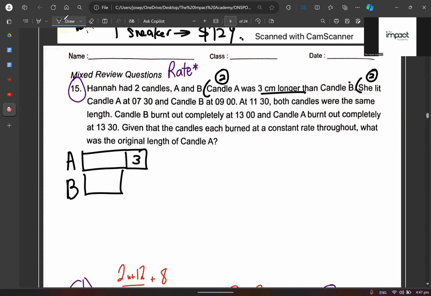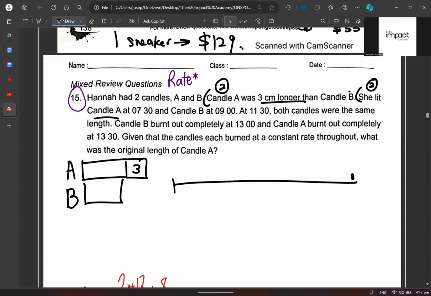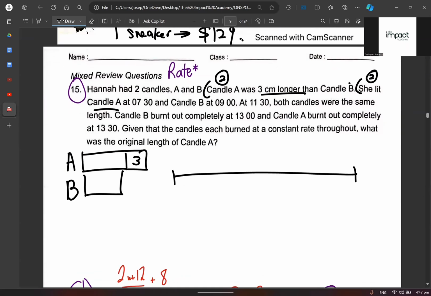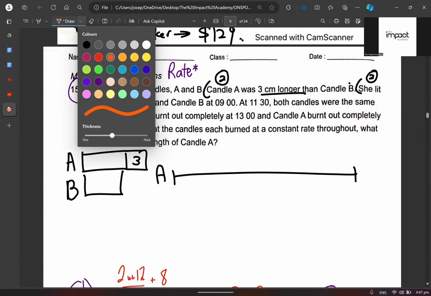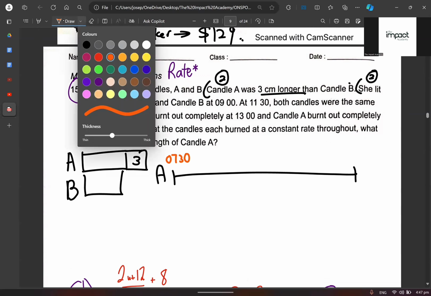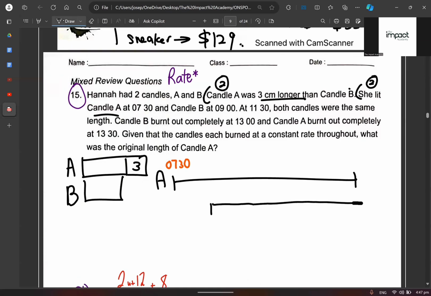What did Hannah do? She decided to light candle A at what time? 7:30. So I'm going to draw a timeline. Whenever it's a rate question, we try to draw a timeline to show what happens at every instance. We have A over here at 7:30. And for candle B, she never started burning it at 7:30 a.m. She started it at 9 a.m. So this is for candle B.